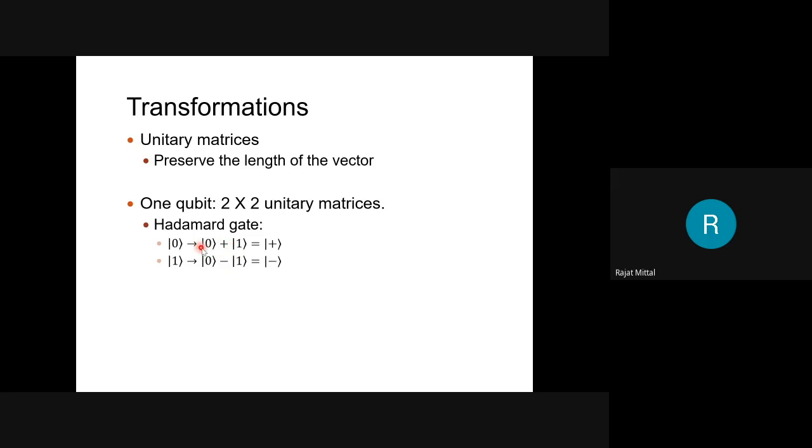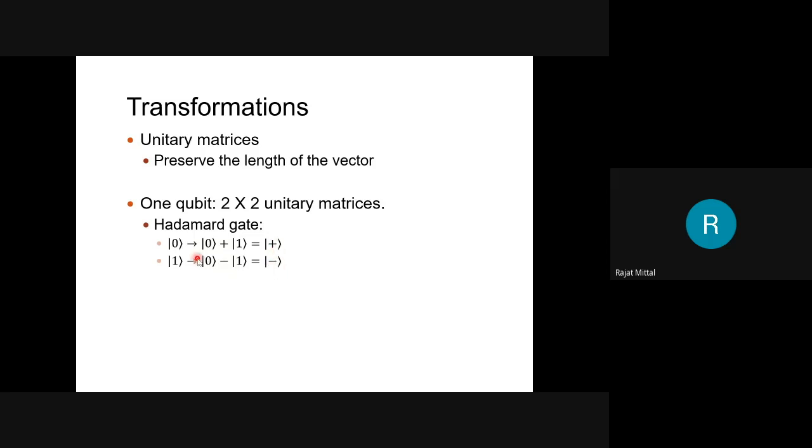So the amplitude on 0 and the amplitude on 1 is equal. Here, the amplitude on 0 and 1 is equal in size, but its phase is different. Okay, and these two are very different states.